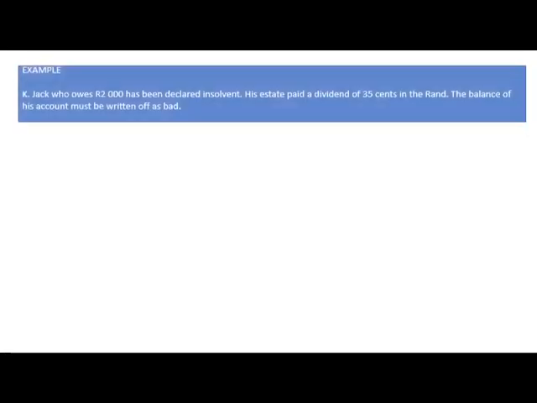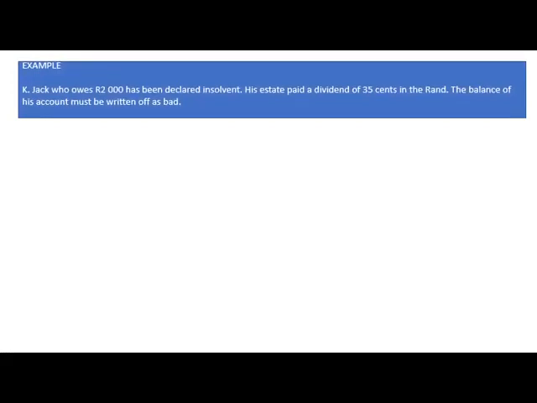All right. Let me just give you one example here. We have KJack who owes 2,000 and has been declared insolvent. His estate, so I just gave you an example there of what an estate is, paid a dividend of 35 cents in the rand. The balance of his account must be written off as bad. This person was owing us 2,000 rand. So the estate went out, took this person's assets, sold them, and now they decided to say all the creditors will get 35 cents, 35 cents, 35 cents, 35 cents.